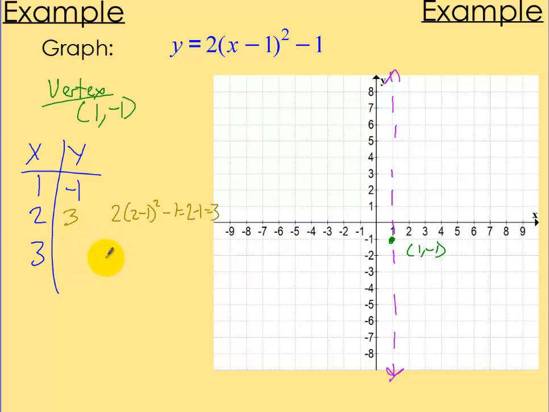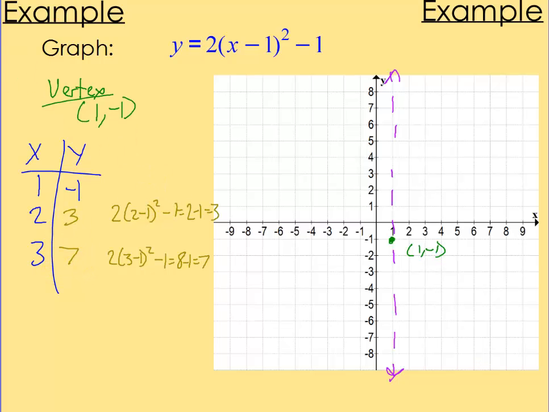Now if I'm going to plug in 3 for X, I get 2 times (3 minus 1) squared minus 1. 3 minus 1 is going to be 2 squared, so 2 times 4 is going to be 8 minus 1, which is going to be 7. So put in 7 right there.